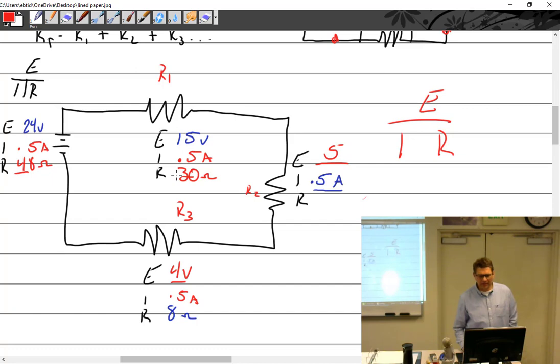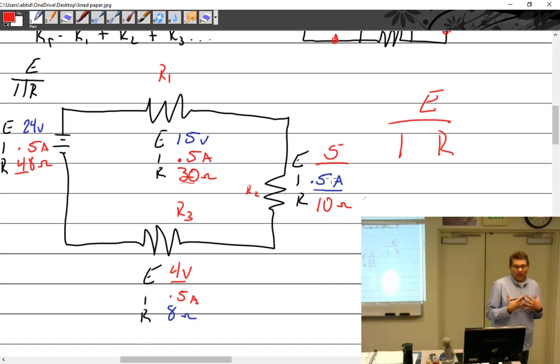R is E divided by I. Now I can solve this in 2 different ways. One, I can either just do the math, 5 divided by 0.5, which would be 10, or I could have said, I got 48 over here, and I've got 38 over here, so 30 plus 8 is 38. I need 10 more, so my 10 is right there.